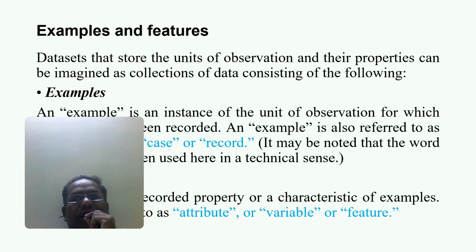And I'm going to consider the properties of these points of observation. First, an example. An example is a kind of instance which is used for observation, and that point will be recorded as an instance, a case, or sometimes a record, and we note that word as an example in a technical sense. A feature is a recorded property or characteristic, and it will be referred to as an attribute, variable, or feature.